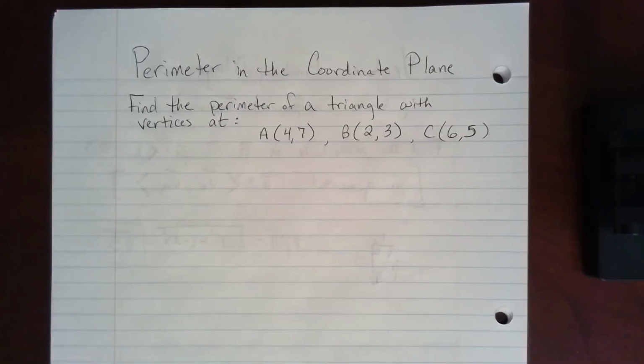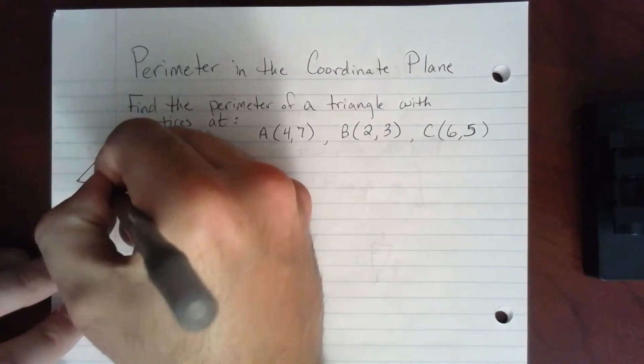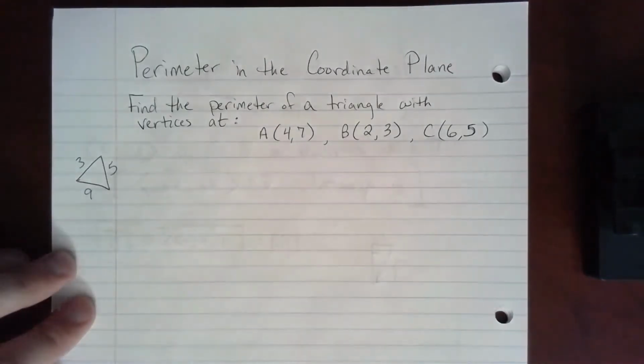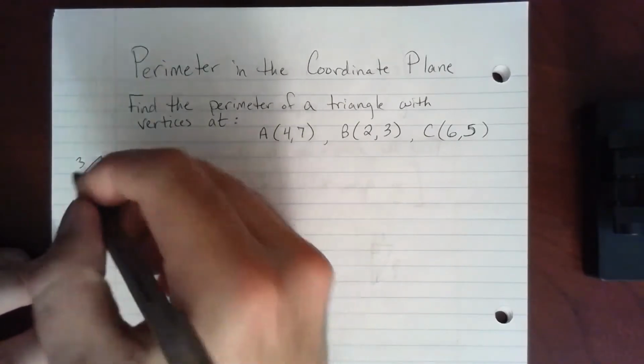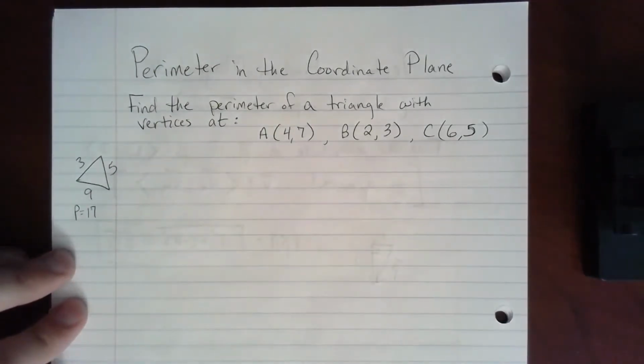Alright, hopefully by the time you get to this video, you already know how to find the perimeter of a figure if you're given all the side lengths already. So if you're given a shape, let's say for example a triangle with side lengths of 3, 5, and 9, the perimeter here would be 9 plus 3 is 12, plus 5 more would be 17. So we say our perimeter is 17.